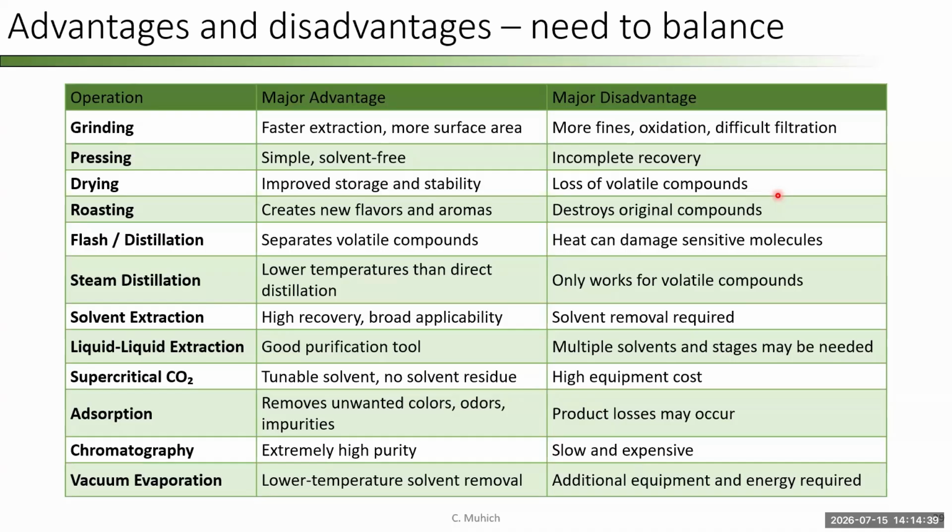Similarly, steam distillation can improve upon that by lowering the temperature compared to direct distillation, but it only works for compounds which are going to be volatile below the boiling point of water. Solvent extraction, again, can lead to high recovery and broad applicability, but it's going to require a solvent that is going to increase costs depending on what that solvent is.